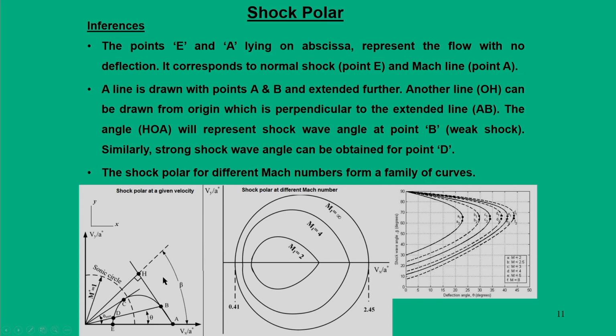And if you refer to these things with respect to oblique shock, that means at a normal shock situation, this point refers to point E, where the shock wave angle is 90 degrees, and point A refers to this particular region, where we can say it is a Mach line for that given Mach number. For example, for a Mach number of 2, point A is located on this axis, where the shock wave angle is only 30 degrees.